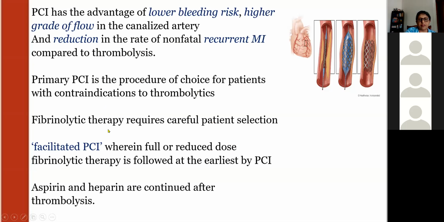Then another one is facilitated PCA. Facilitated PCA means we give fibrinolytic therapy and follow it immediately with PCA. Suppose the MI occurred 5 hours ago, you immediately give thrombolysis and after that you insert the PCA, so that we get the benefit of both. So this is called facilitated PCA. First we give thrombolysis, then followed by PCA. And in most cases, we will give aspirin and heparin also. This is to prevent rethrombosis.